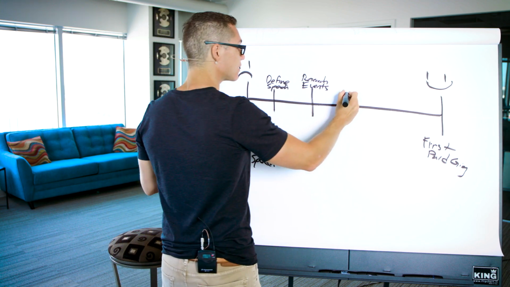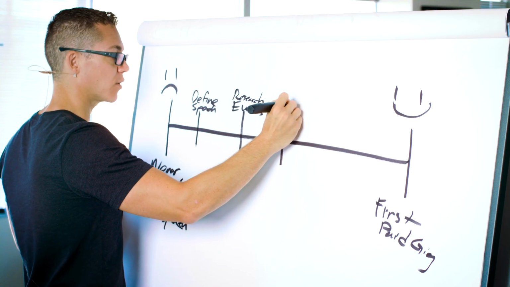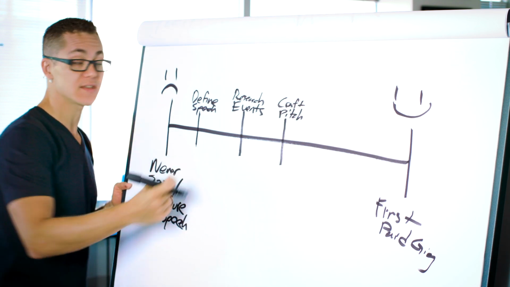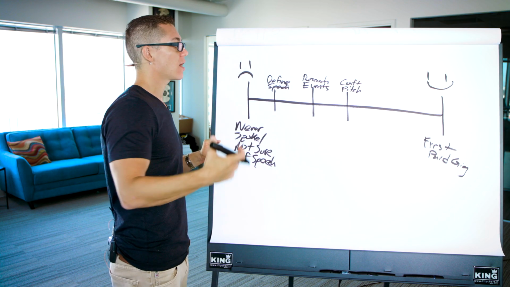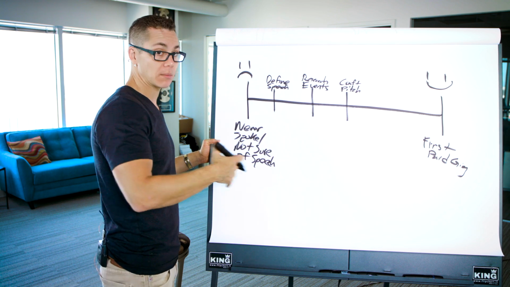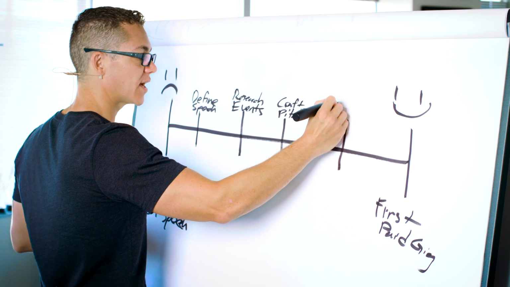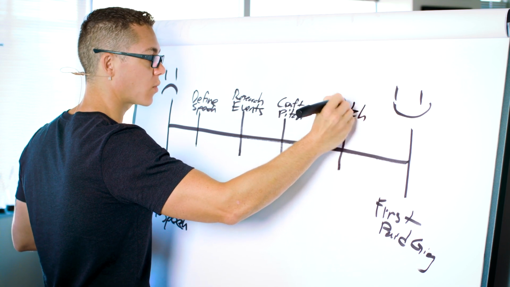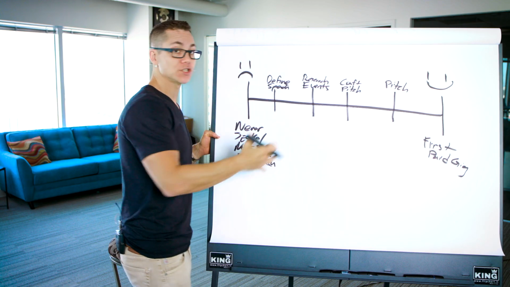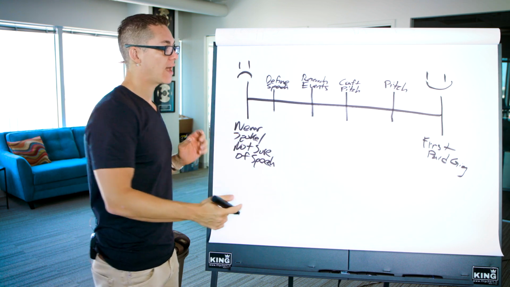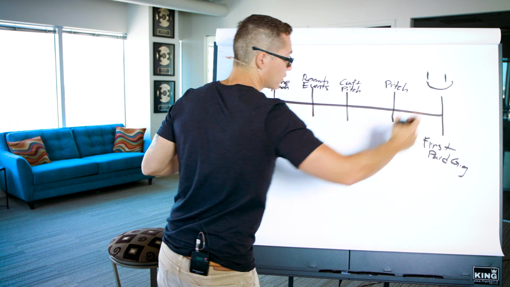So then next, they need to craft their pitch for the events. This is where they craft their pricing and what they're going to say, and all that. And then we'll say pitch. This is where you teach them what to do when they're pitching, how to respond to certain things, how to negotiate, all that. And when that's done, boom, they've landed their first paid gig.